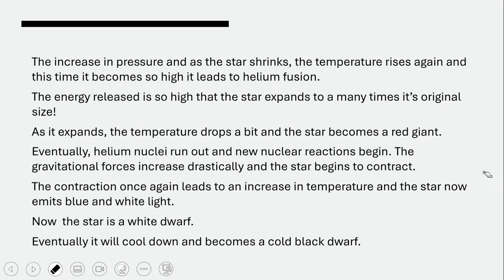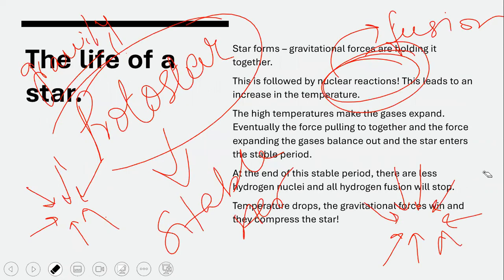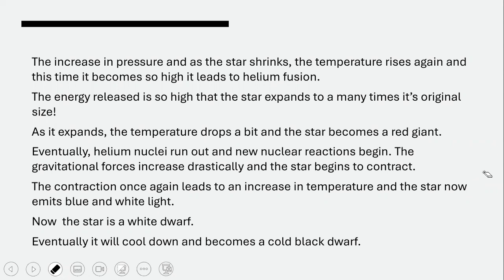And when the helium nuclei start fusing with each other, what is going to happen? Hydrogen was a smaller nucleus. Helium is bigger, so it will produce even more energy than the first time. It's going to release so much energy that the star will expand. The temperature is going to shoot up so much that the star will literally expand to be much bigger than the original size. Compared to the original size of the star when the hydrogen was there, it will expand to a much bigger size.